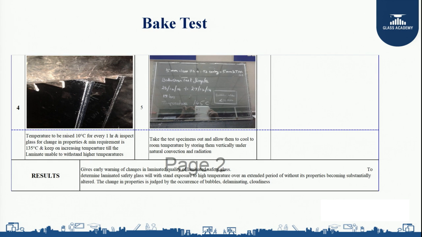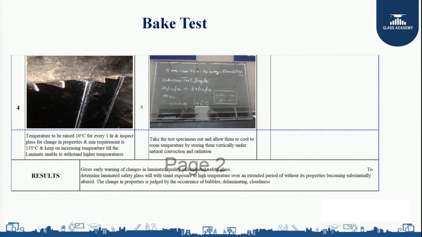Once the test is over and when we see that the bubbles have started to form, we need to take out the sample and make a note of the temperature. If you see in the fifth photograph, the test specimen is taken out, allowed to cool to room temperature, and observed under a white diffused background. You can see this specimen was able to withstand 145 degrees centigrade.